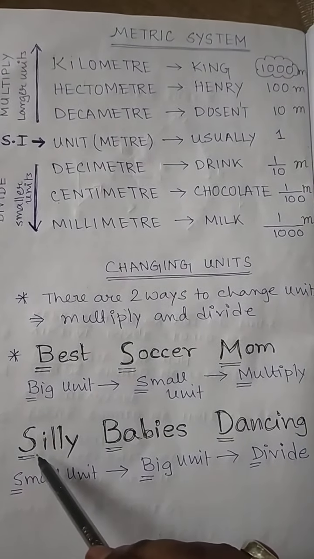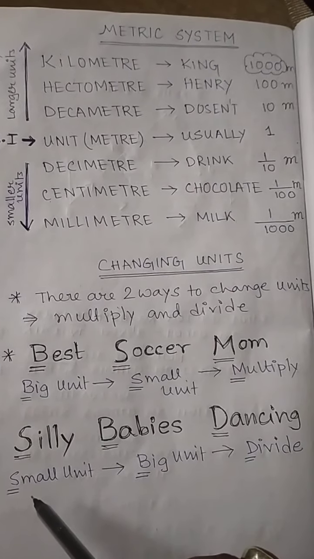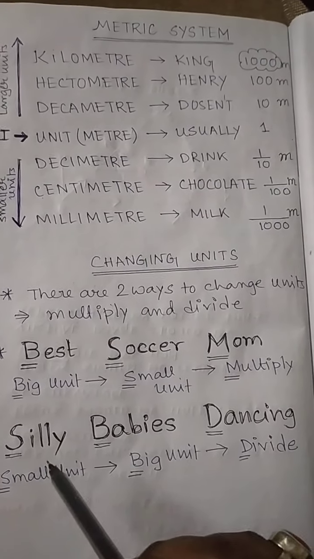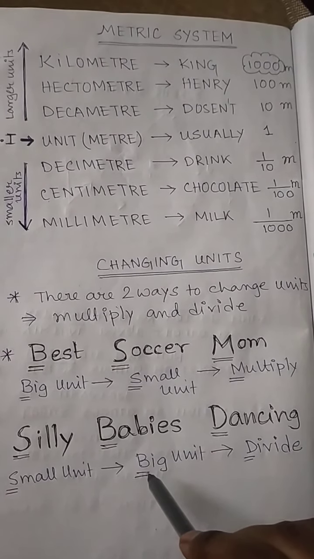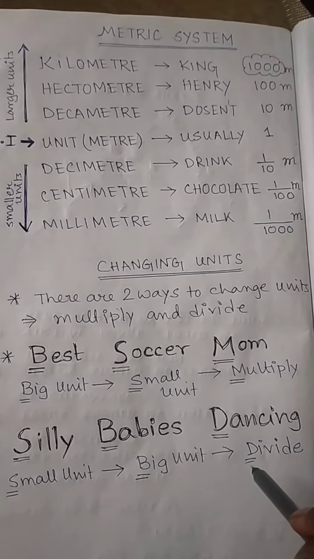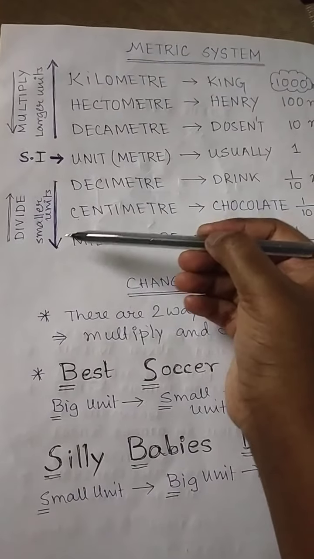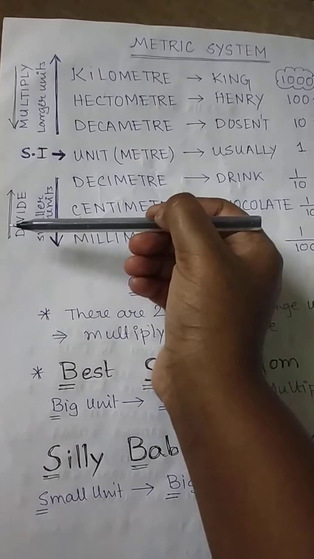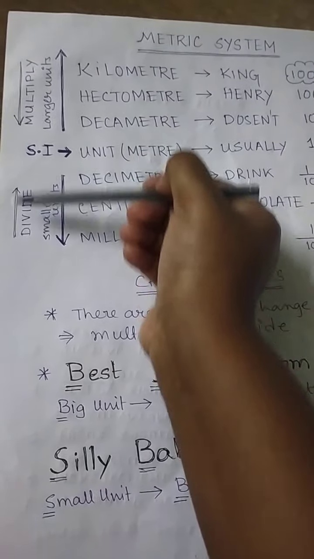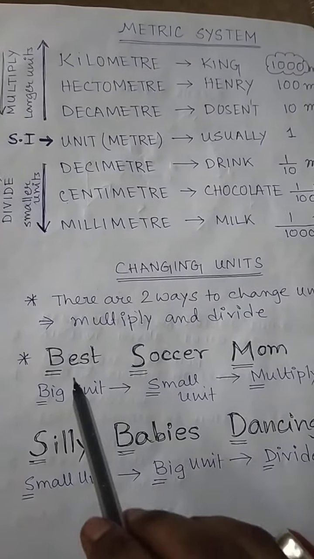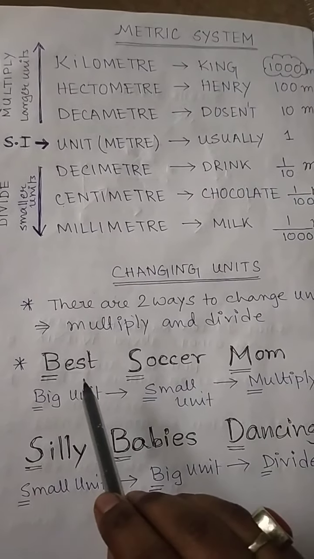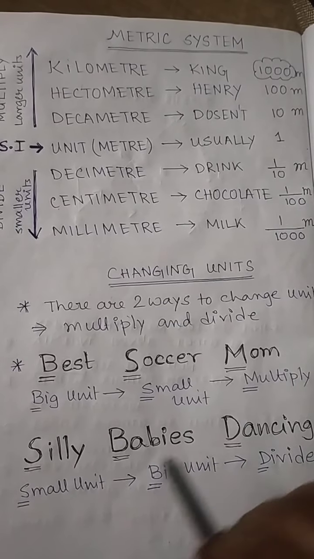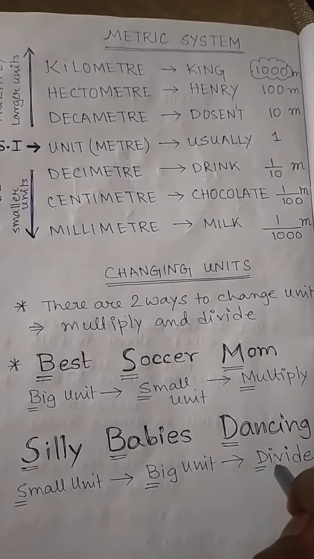Next mnemonic: Silly babies dancing. Silly means small unit, babies means big unit, dancing means divide. So if you want to convert from a small unit to a bigger unit, you have to divide. As you go up the table, you divide. So up, divide; down, multiply. Remember: Best soccer mom, bigger unit to smaller unit, multiply. Silly babies dancing, smaller unit to bigger unit, divide.